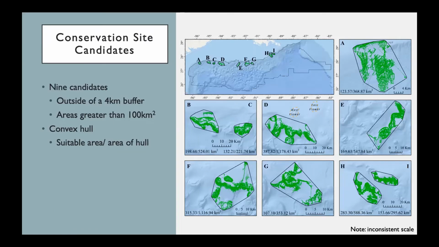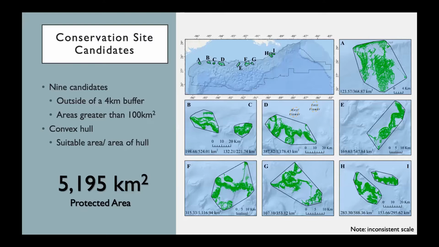We used a convex hull to completely encircle the areas. And in the bottom left-hand corner of each figure, you can see some values. The first one is the total suitable area for that convex hull, and then the second number after the slash is the total area of the convex hull itself. So in a great world, if all of these were to be implemented, this would protect 5,195 kilometers squared of area in the northern Gulf of Mexico that are outside of a 4 kilometer buffer zone from the oil and gas pipelines.